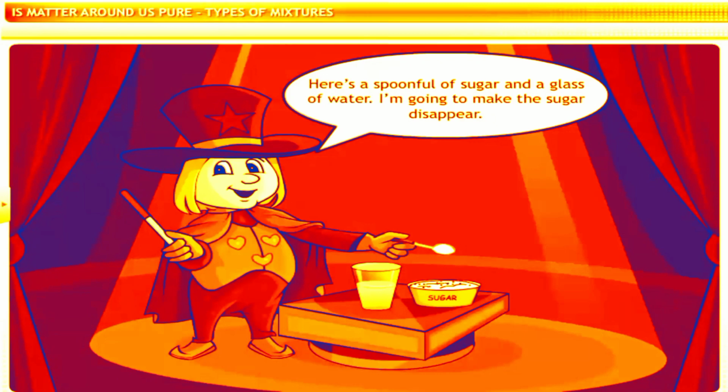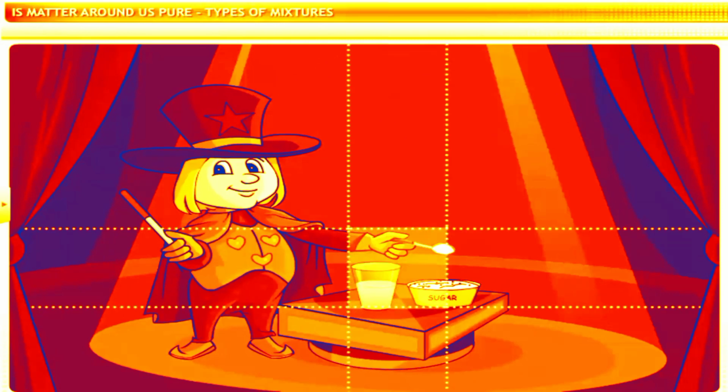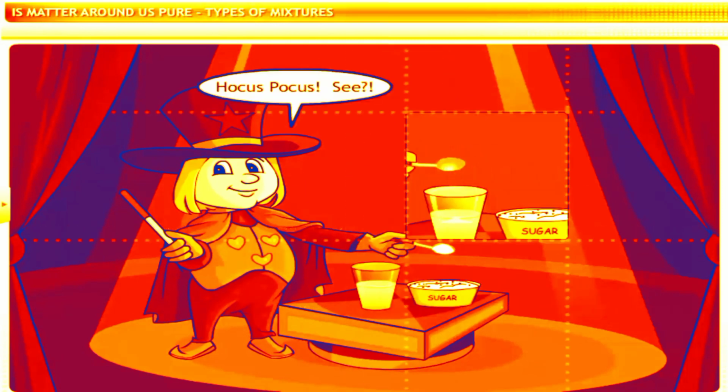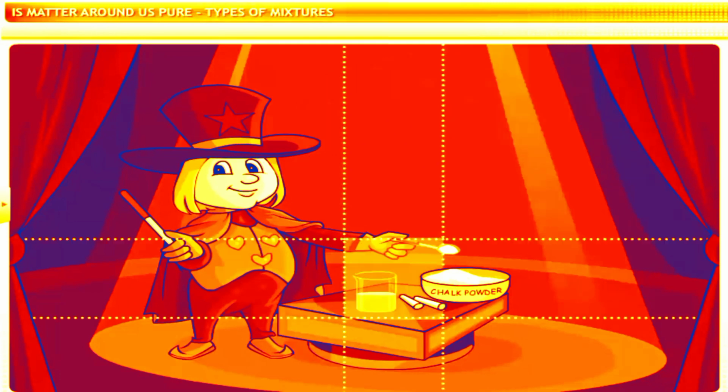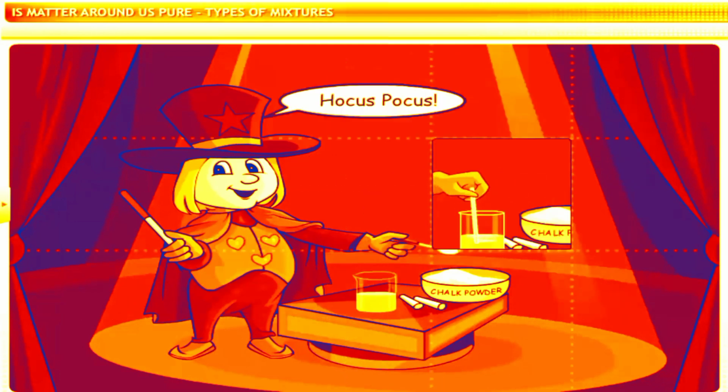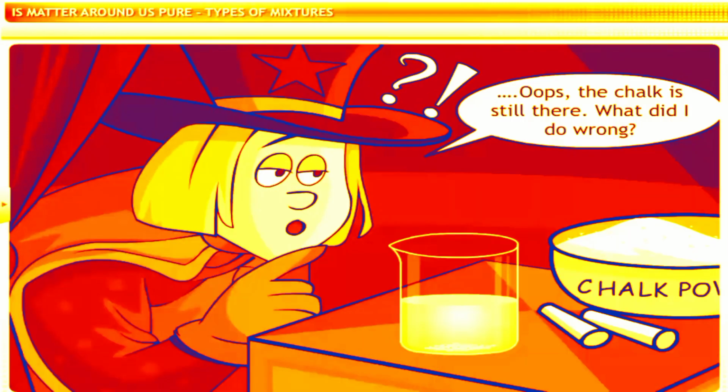Here's a spoonful of sugar and a glass of water. I'm going to make the sugar disappear. Hocus pocus. See? Let me try making the spoonful of chalk disappear in this beaker of water. Hocus pocus. Oops. The chalk is still there. What did I do wrong?